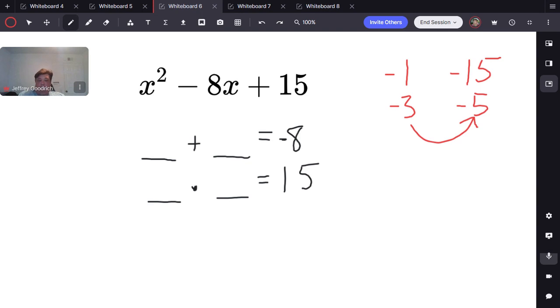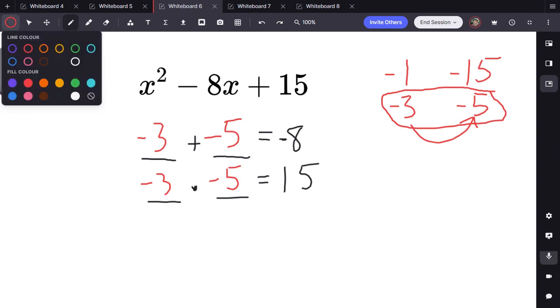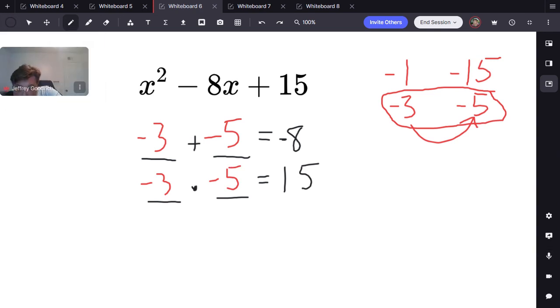Cool. So now, -1 and -15 would multiply to 15, but would not add to -8. So that one's out. But -3 and -5, they do add to -8. So that's our winner. It's got to be this one. So now we're going to plug in -3, -5, and they both work. And now it's the easy part. We just do the same old, same old. We go x and x.